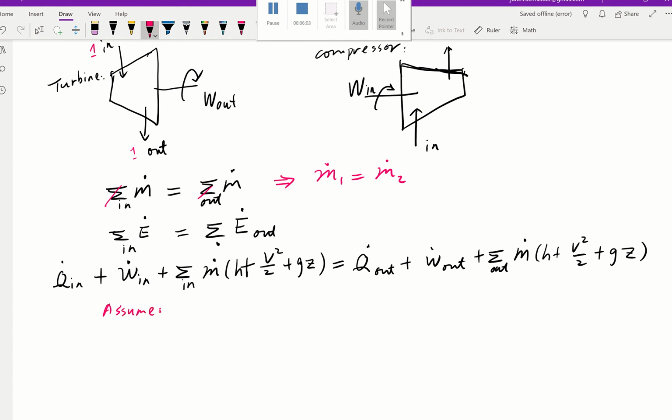What assumption would be reasonable for turbines and a compressor? First one, we say it's well insulated, so there's no heat transfer. And we consider there's no potential energy change. We also consider there's no kinetic energy change.